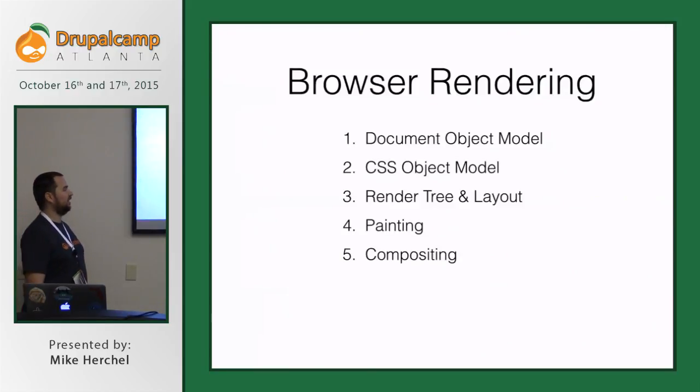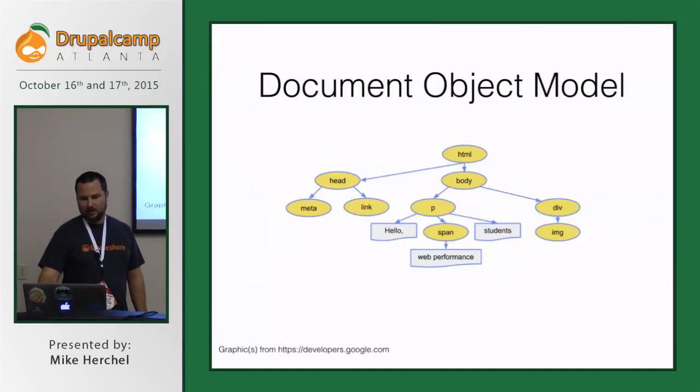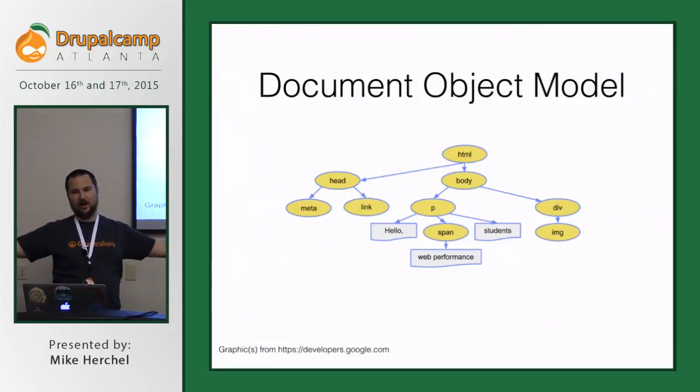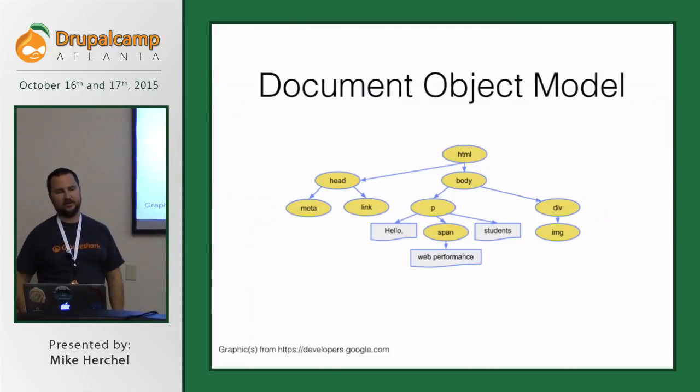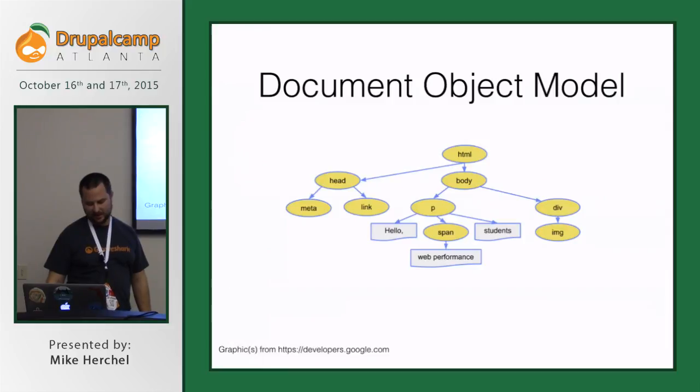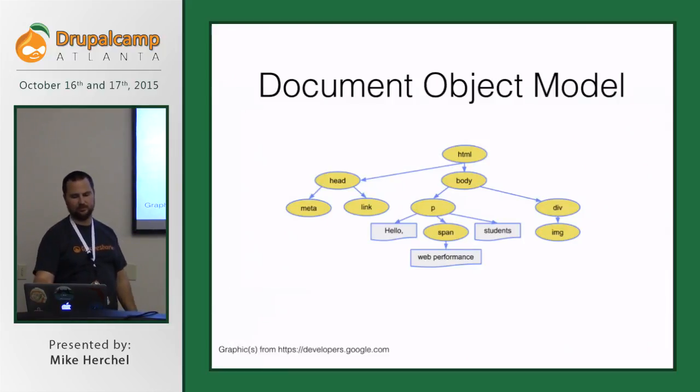So the way that I'm dividing this section is we're going to talk about the DOM, the document object model, the CSS object model, render tree, layout, painting, and then compositing, which is putting everything together. So the document object model is just like the DOM, the HTML basically that you get down from the server. This is kind of what you see within Chrome developer tools and any other developer tools.